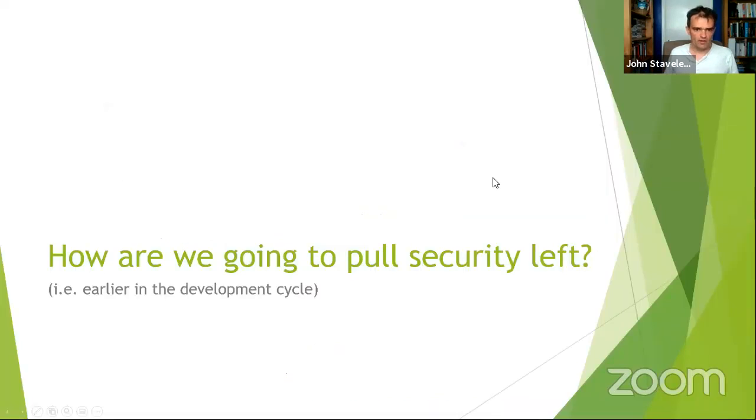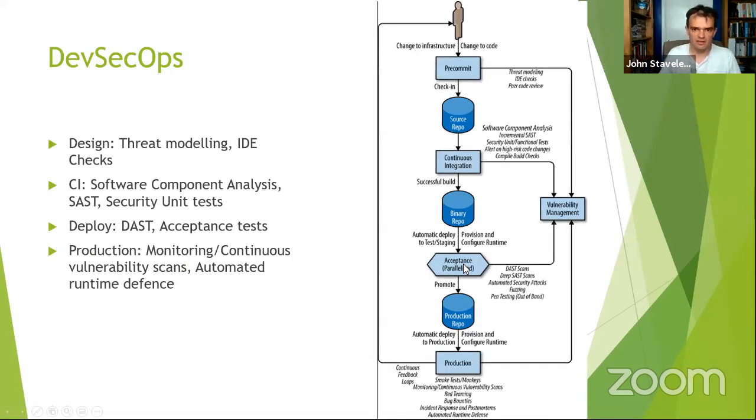Okay, so how are we going to pull security left, i.e. earlier in the development cycle? This picture is from a book I'm going to recommend at the end, and I refer to this constantly throughout the application.